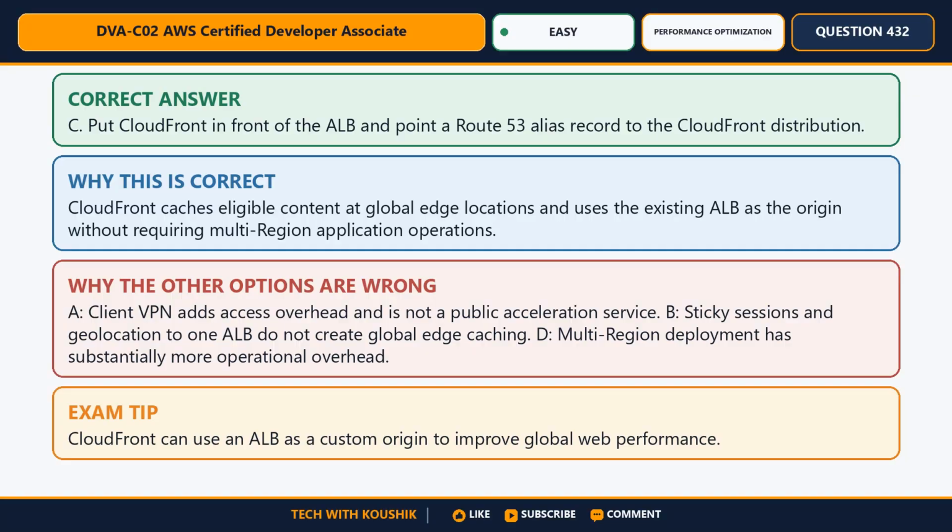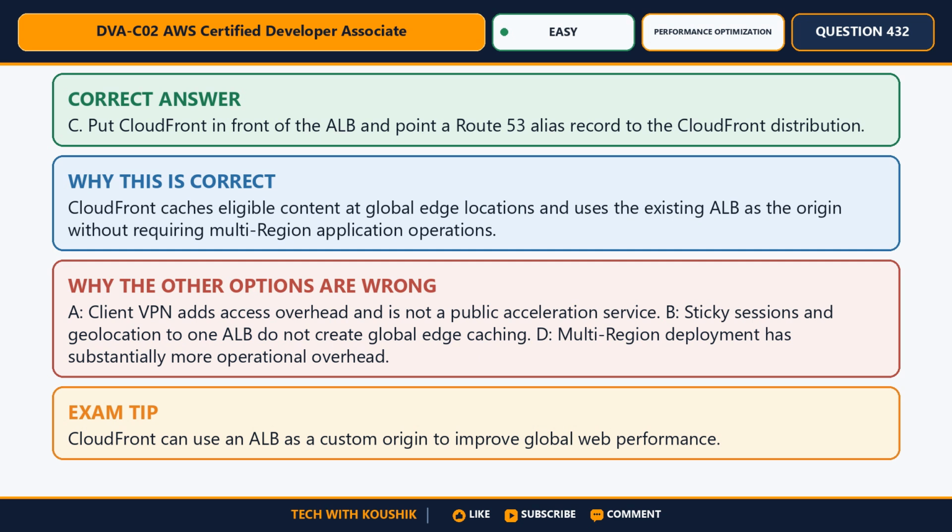The correct answer is C. Put CloudFront in front of the ALB and point a Route 53 alias record to the CloudFront distribution. Here is why. CloudFront caches eligible content at global edge locations and uses the existing ALB as the origin without requiring multi-region application operations. Why are the other options not correct?